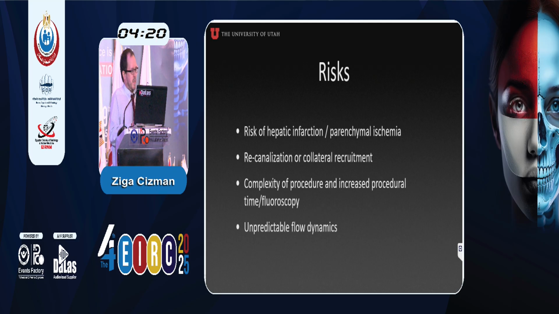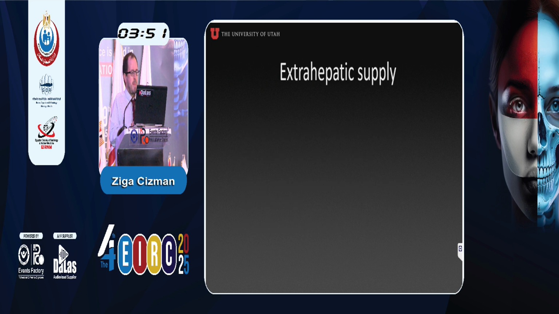What are some of the risks? You can have a hepatic infarction or parenchymal ischemia. You can recanalize or have collateral recruitment. It increases the complexity of the procedure, increases procedural time, fluoroscopy cost, and it can cause unpredictable flow dynamics. Sometimes with proximal occlusion, you'll get collateralization immediately, and it's kind of unexpected and unpredictable, basically.